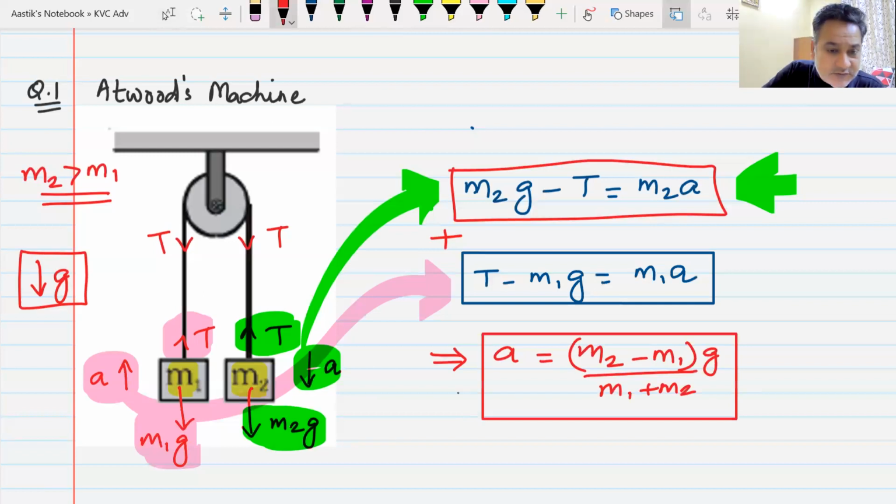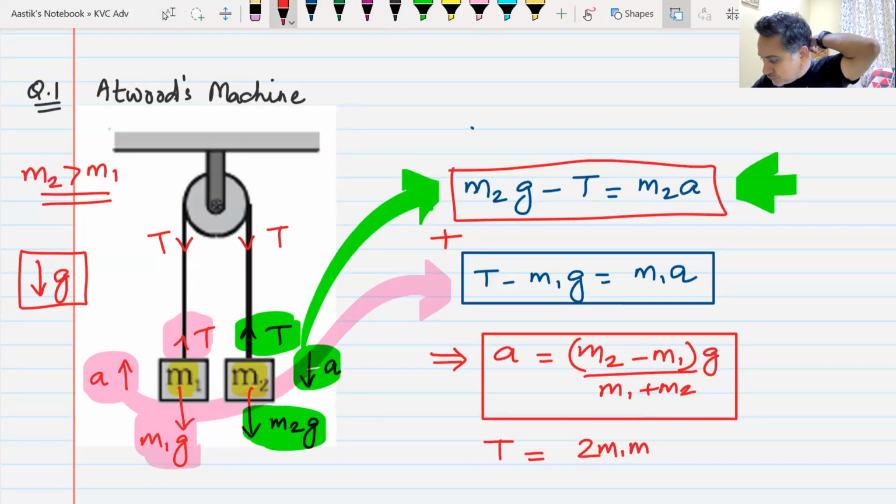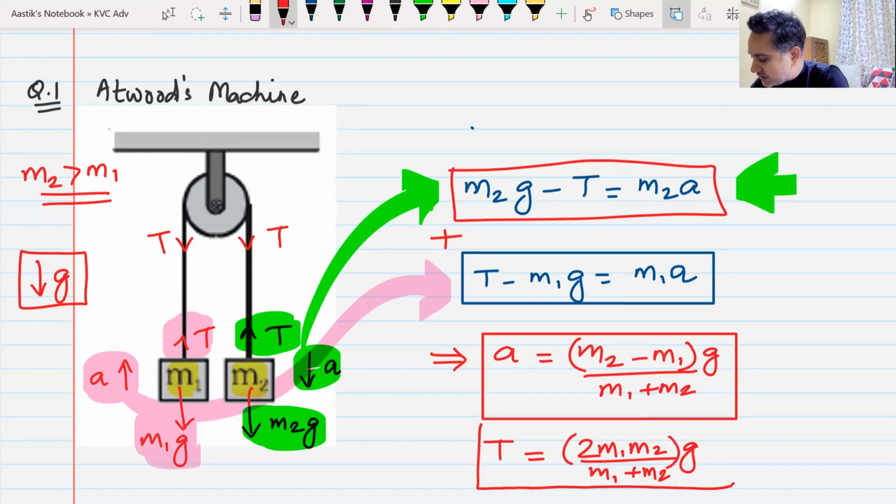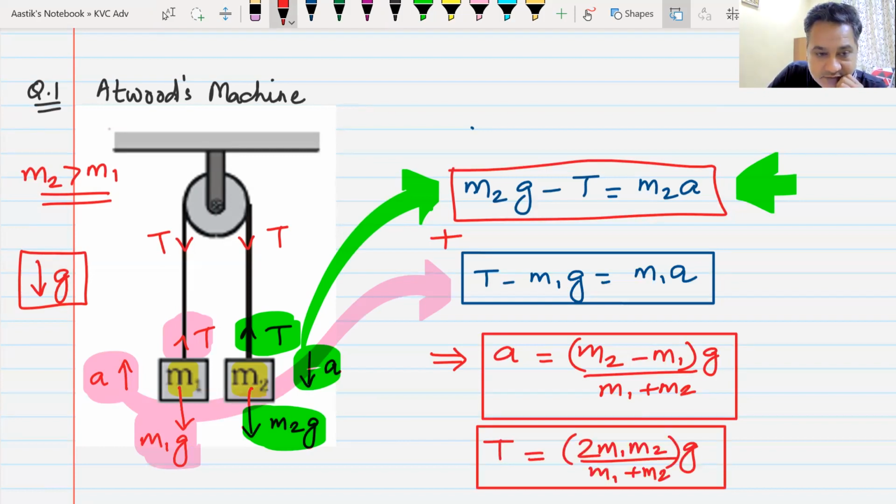Do we understand how these equations are made, my dear friends? Yes, sir. If you want to remember the value of tension, it is 2 times m1 m2 upon m1 plus m2 times g. That is your tension of this Atwood's machine. Will you remember it? Yes or no? Yes, sir. Pakka, sir?